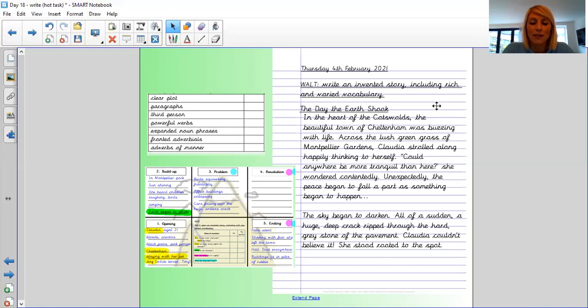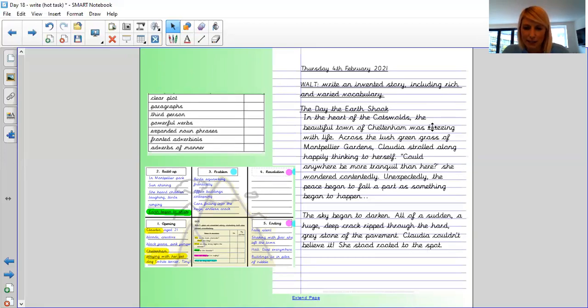So my new paragraph is, the sky began to darken. All of a sudden, a huge, deep crack ripped through the hard grey stone of the pavement. Claudia couldn't believe it. She stood rooted to the spot. So I've got my introduction here. I did say I haven't managed to include the dog yet, so I do need to go back and add in something about her dog, and then I've gone on to my build-up, okay?